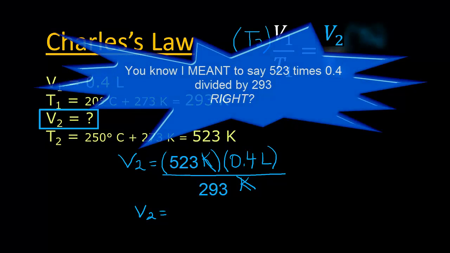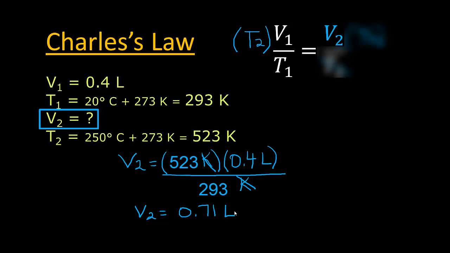I am now going to multiply 293 times 0.4 divided by 523, and that is 0.71 liters. That is our new volume.